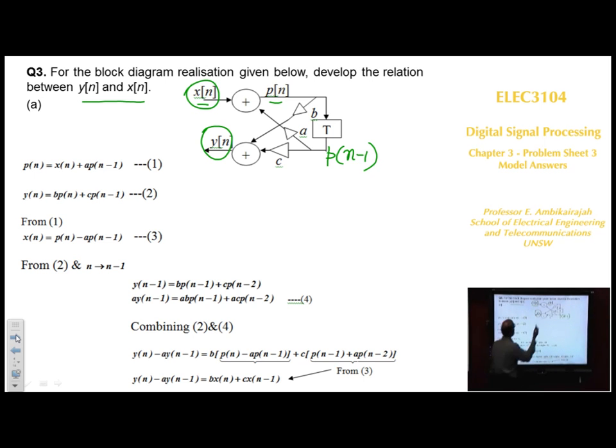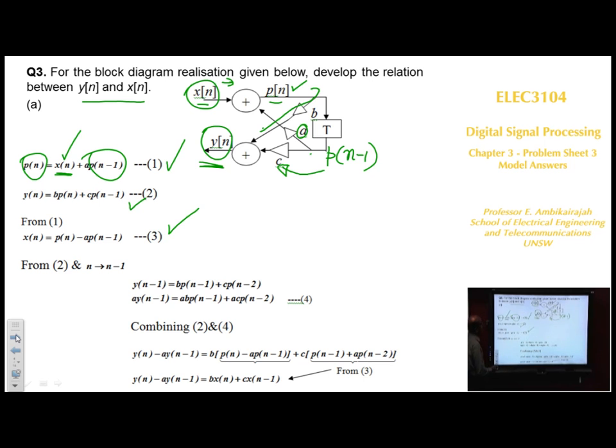So first one, we write what is Pn: xn comes in here, Pn minus 1 multiplied by a is that. What is yn? Yn is Pn minus 1 multiplied by c plus Pn multiplied by b. That's number 2 equation. And from 1, I can find Pn minus a Pn minus 1 is xn. That's right, got that? And remember, we normally do n by n minus 1.